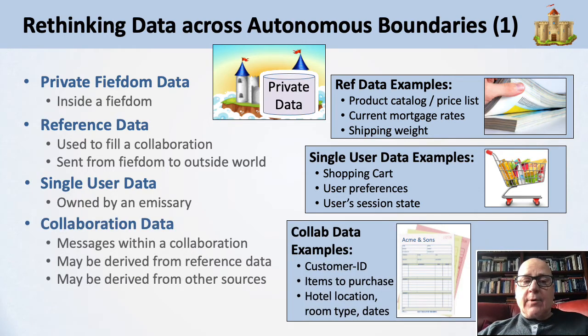And then finally, the collaboration data. That's the messages sent within a collaboration. And again, a collaboration is a sequence of messages that flows across these boundaries. Now, the information in a collaboration may be derived from the reference data, so the product catalog information, the price list information, that would go into an order. It may be derived from other sources. So in that collaboration data, again, the sequence of messages to do work, you might have a customer ID, you might have a description of the items you want to buy, you might talk about the hotel location, room type, and dates. All of this information is going to flow across the boundary.